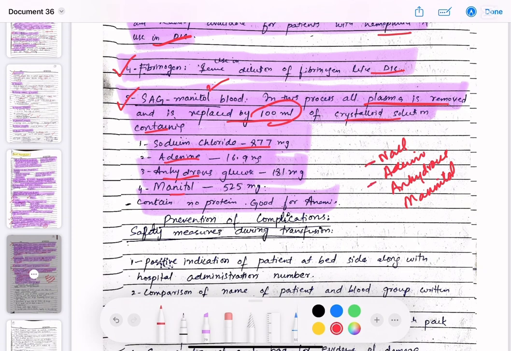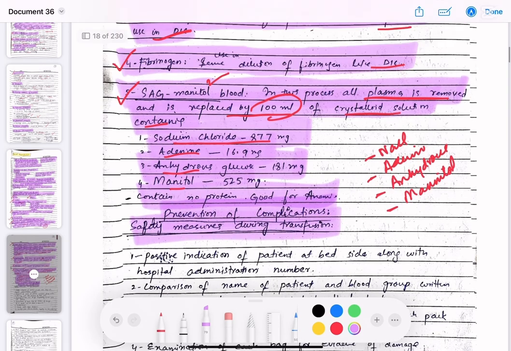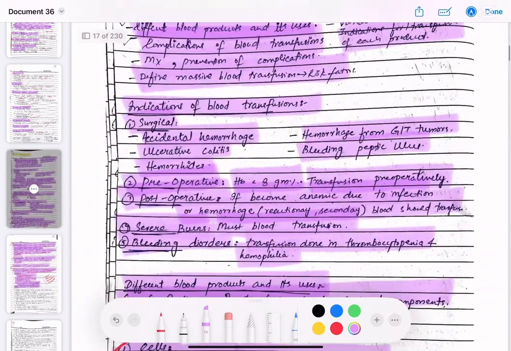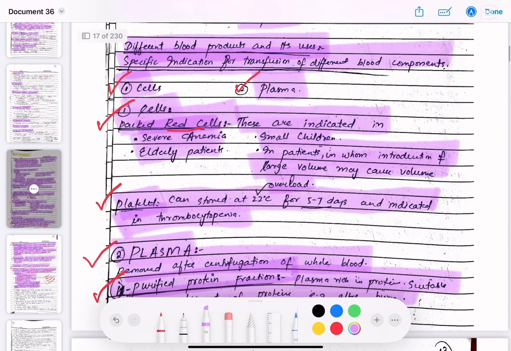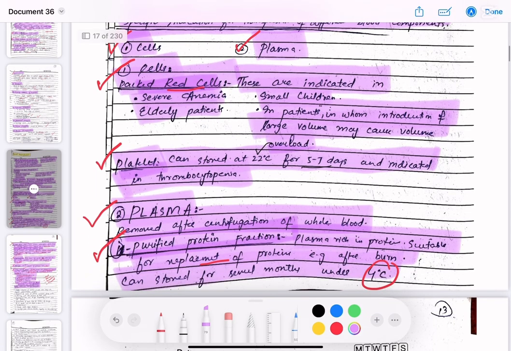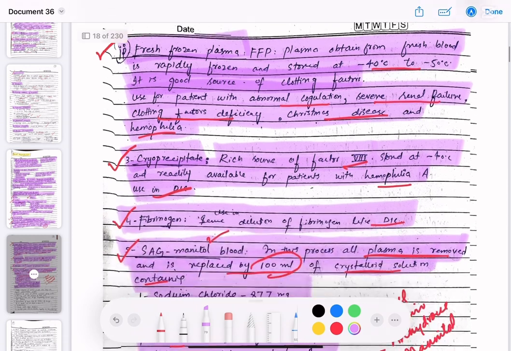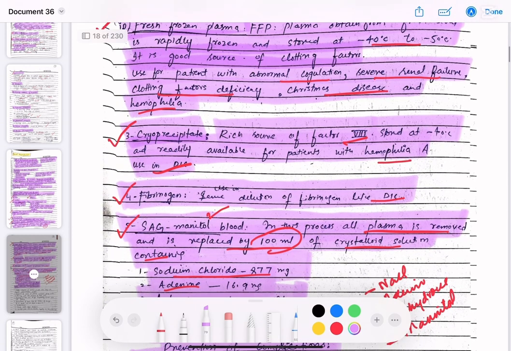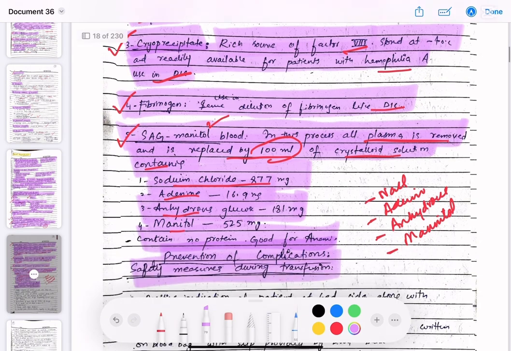Now, how will you prevent complications, or what are the safety measures during transfusion? We have studied the indications for blood transfusion, and then the different blood products. These are cells and plasma. In cells we have packed red cells and platelets. In plasma we have purified protein fraction, fresh frozen plasma, cryoprecipitate, fibrinogen and SAG mannitol.